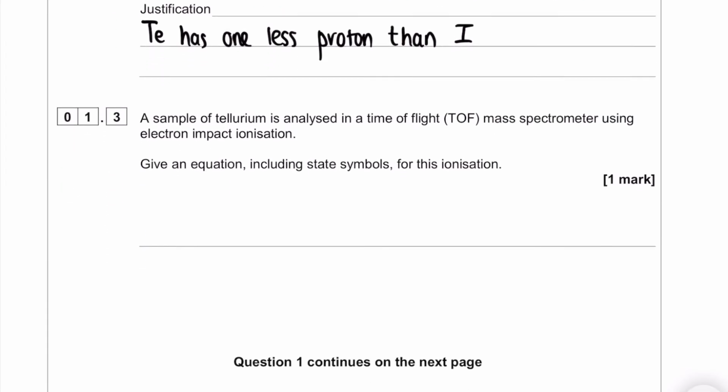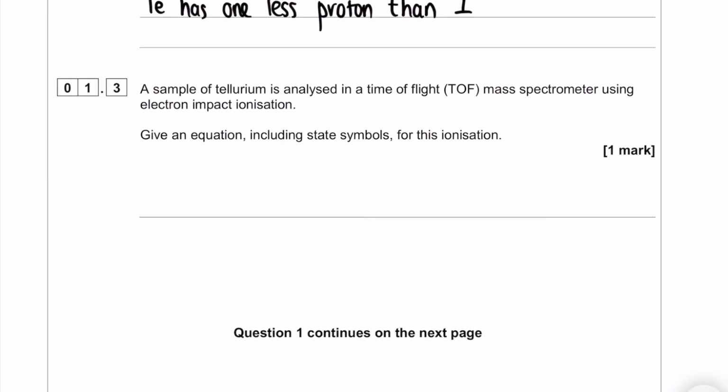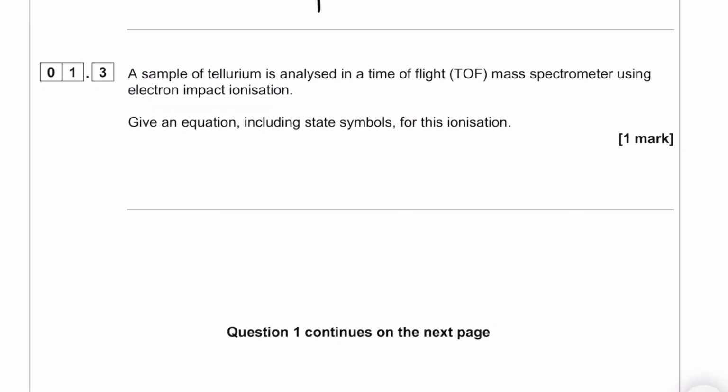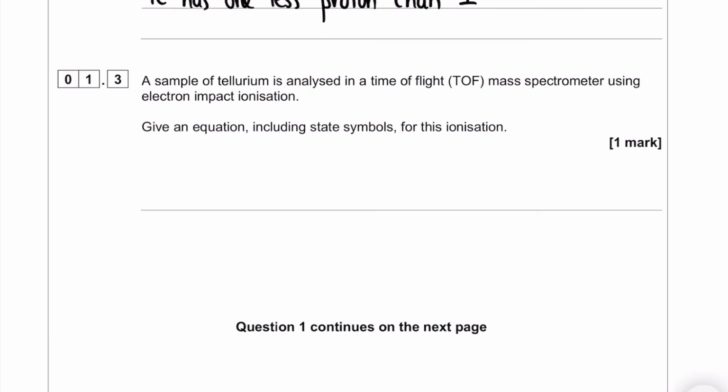A sample of tellurium is analysed using electron impact ionization. That's the one where we use high energy electrons to knock off an electron. And the definition says when 1 mole in the gaseous state. So we're going to use high energy electrons to knock off an electron. We become a 1+ ion. And we've knocked off an electron in the gaseous state.